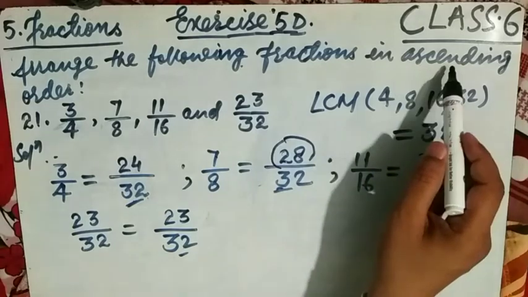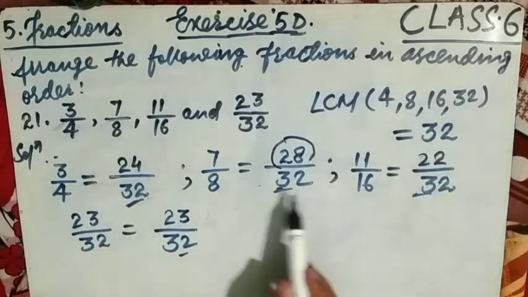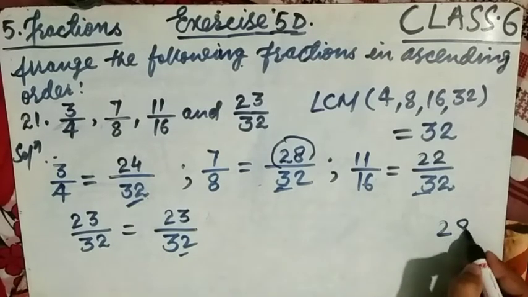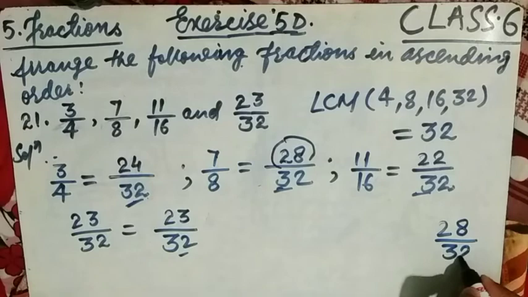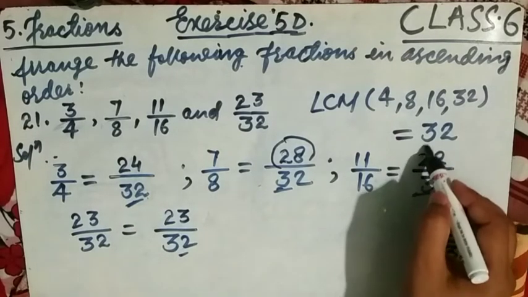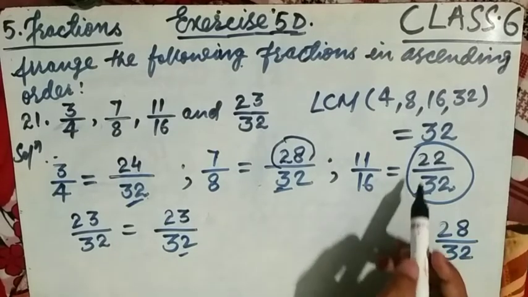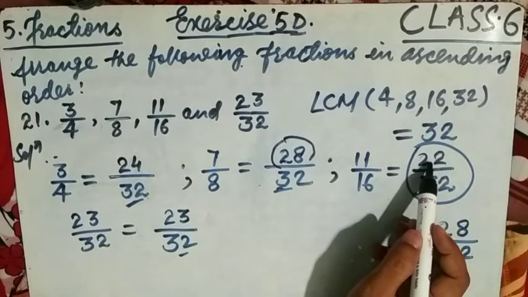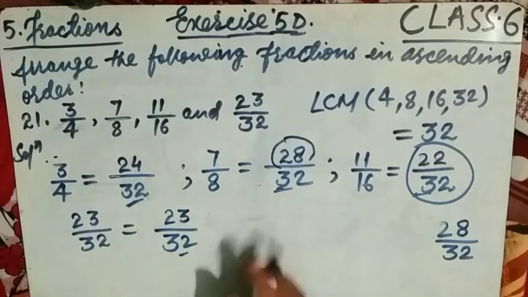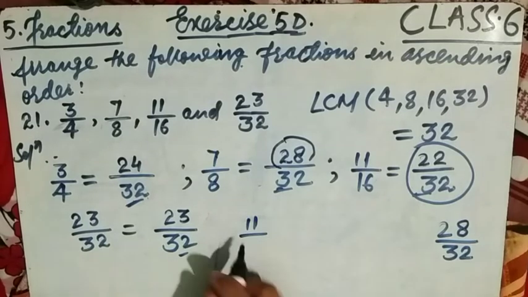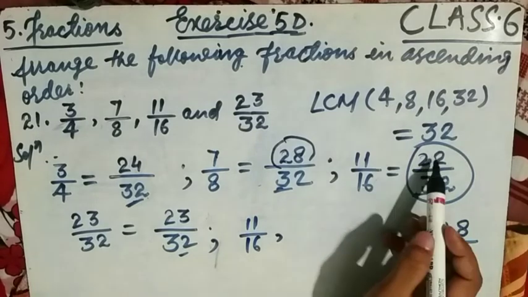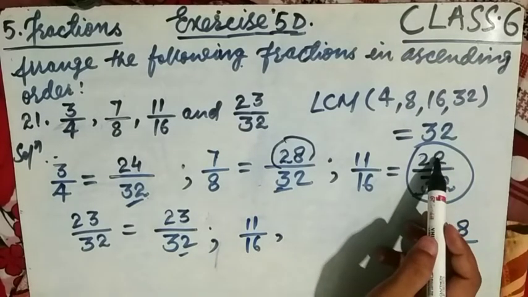Okay, and we have to write the ascending order. Ascending order means first the smallest and the greatest should be last. Now the smallest fraction is 22, because its numerator is the very smallest. So first write the smallest fraction, 11 by 16. Why? Because it has the smallest numerator.